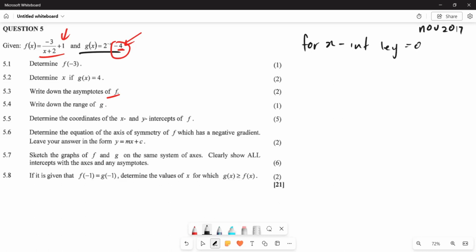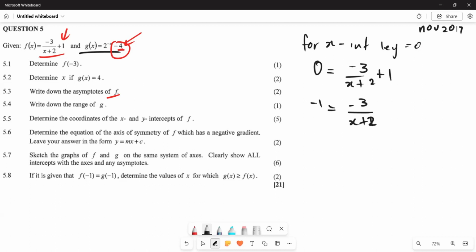So this is the same as 0 equals -3 over x plus 2, then plus 1, right? And then when you take this to this side, this is the same as -1 equals -3 over x plus 1, or rather x plus 2. Sorry about that. Now what is it that you're going to do?